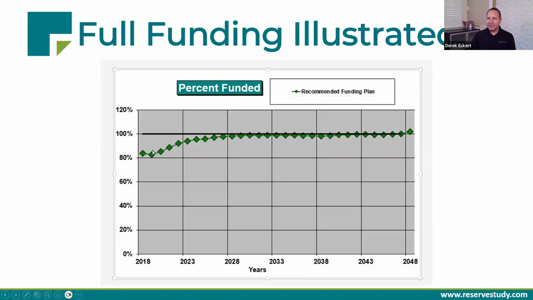And so here's just another way to illustrate it. We don't want you to be 100% funded tomorrow or next year. We're developing plans that help our clients build up funds over the duration of the cash flow analysis, which is a 30-year period. And so in this case, for this client, they're just slightly above 80% funded. And within a 5-year period, they get closer to about 95% funded. And then in 10 to 15 years, they're closer to that 100% funding level.